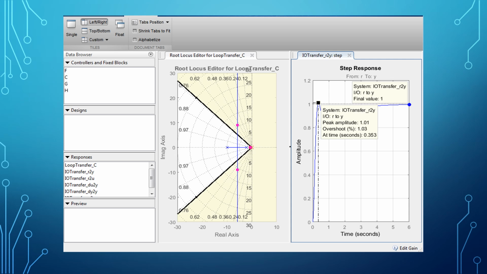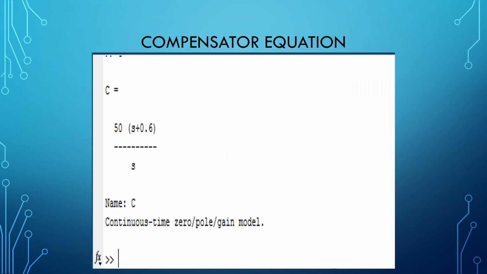This is the system once the controller has been added. As you can see, the overshoot is just over 1%, which is what I was looking for, and the final value is exactly 1, so I have reached both of my design requirements. As a final step, I exported my compensator equation out to the MATLAB home screen, that way I could see it, and here you can see it.